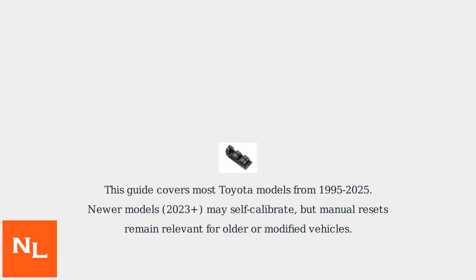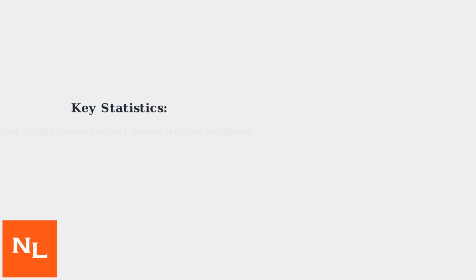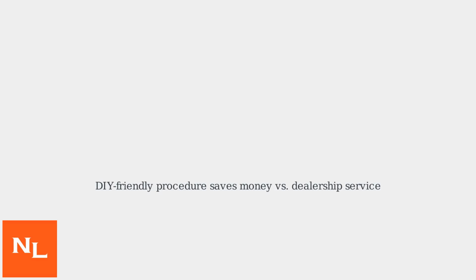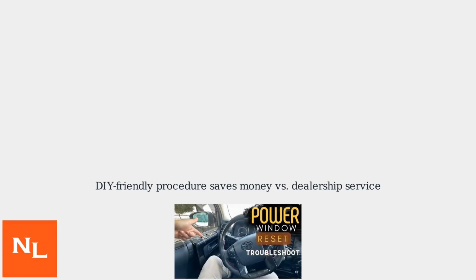Newer models 2023 plus may have self-calibrating systems, but manual resets remain relevant, especially in older or modified vehicles. According to recent data from RepairPal 2025, 12% of Toyota owners report power window problems, with resets solving 90% of these issues without needing new parts. Mechanics suggest that 70% of window issues stem from switch wear rather than motor problems. The reset procedure is DIY-friendly, potentially saving you money compared to dealership service.